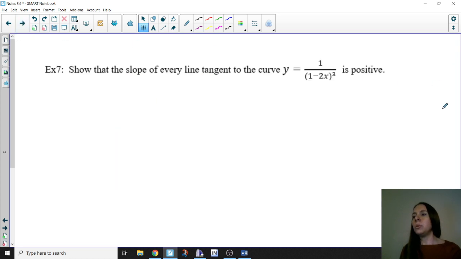Finally, one more example. We're almost at the end. One more example that uses slope. Okay, example 7 shows that the slope of every line tangent to the curve, y equals 1 over 1 minus 2x to the 3rd power is positive.